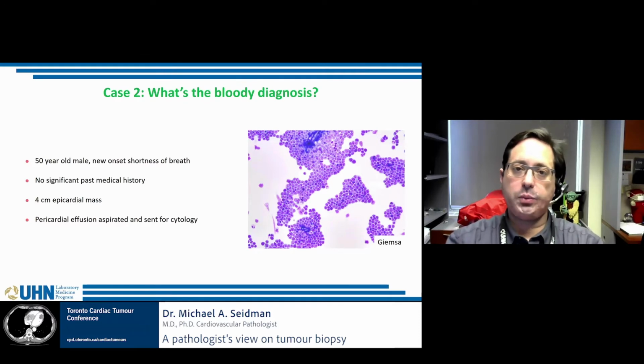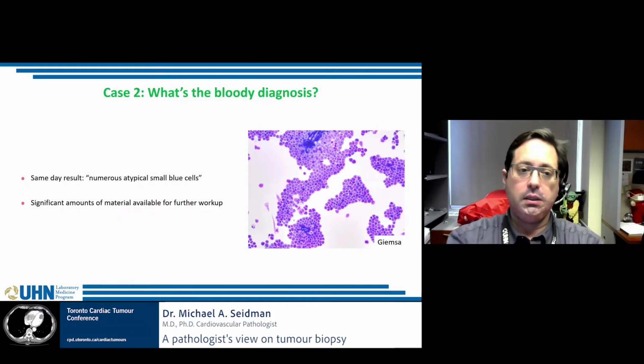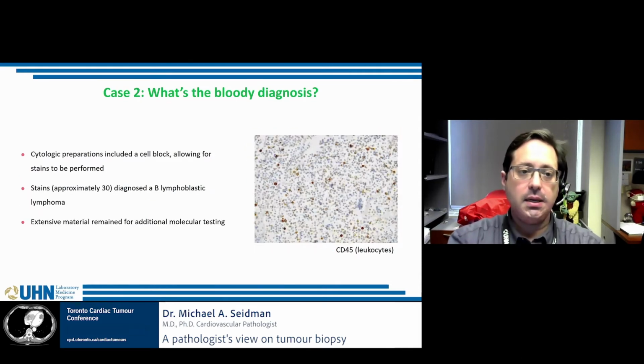Case 2, this was the pericardial effusion that was diagnosed as small atypical blue cells, but with tons of material. So by post-op day 1, this had been sent for a rather extensive hematologic workup and numerous stains. So they make what's called a cell block, which I'll talk about in a few minutes. And CD45 stain, which is a pan-leukocyte marker, was positive. Additional 30 stains and the flow cytometry within, I think it was 3 or 4 days, resulted in a definitive diagnosis of B lymphoblastic lymphoma, and significant material was left to further do molecular testing.